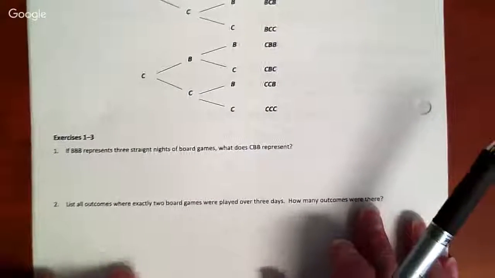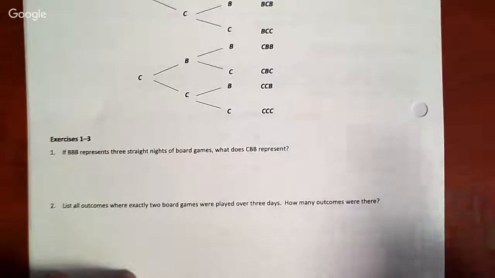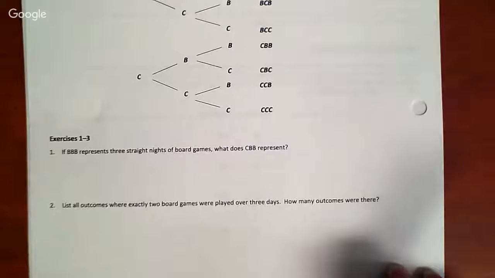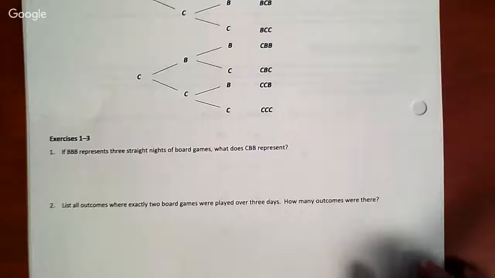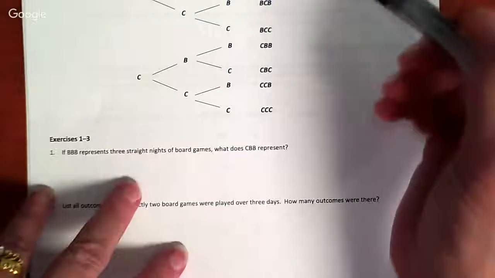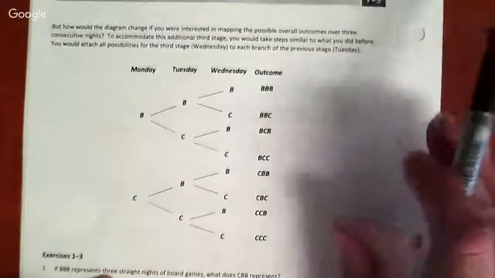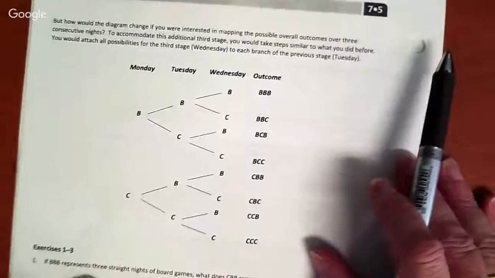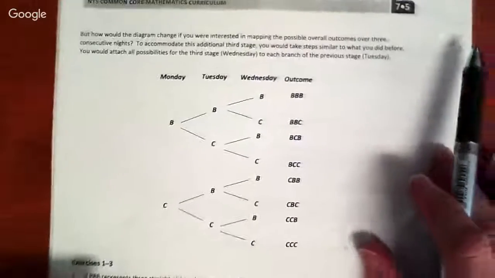how would the diagram change if you're interested in mapping the possible overall outcomes over 3 consecutive nights, including Wednesday? Well, if you did that, that's how it would look. So again, we would have Wednesday. And remember, each night you have those same choices. So by doing that, here are your choices.